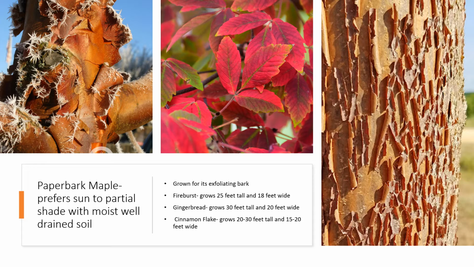And there in the middle, that's Gingerbread. And I wanted to show you that's the fall color for most of these paperbark maples. It grows about 30 feet tall and 20 feet wide. And then over on the right there, that's a new selection as well. That's Cinnamon Flake, and you can see the bark kind of exfoliates in smaller pieces in rows, and just gives you a different look than what the bark does there on Fireburst. But it's a very nice tree, and it grows about 20 to 30 feet tall and about 15 to 20 feet wide.